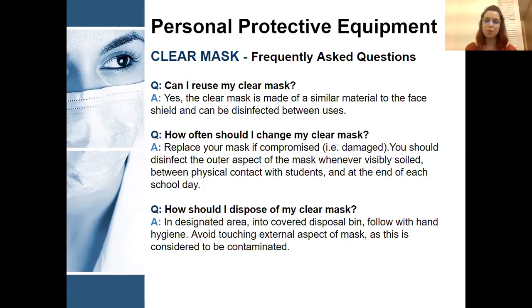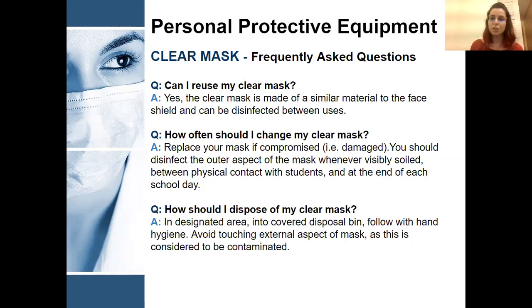Question: how should I dispose of the clear mask? Obviously, in the event that it's been compromised and you need to get rid of it, it should be disposed of in a designated area into the appropriate disposal bin, followed with hand hygiene. You don't want to touch the external aspect of that mask as it is considered to be contaminated.